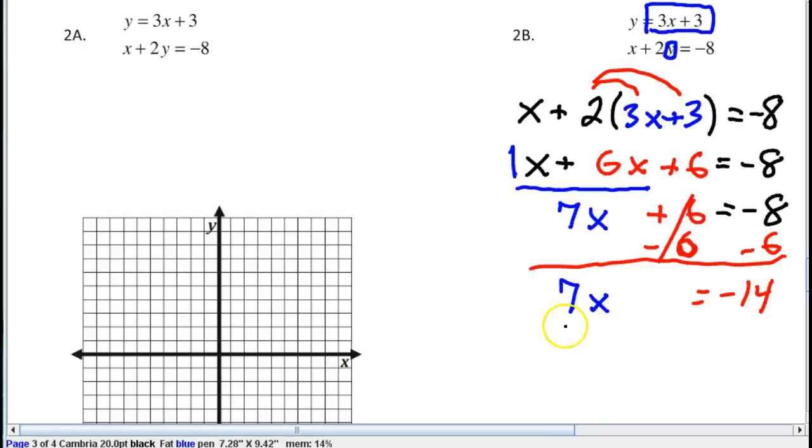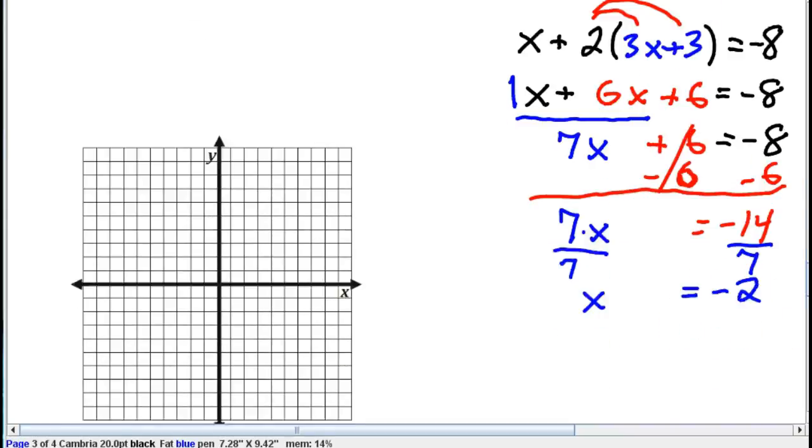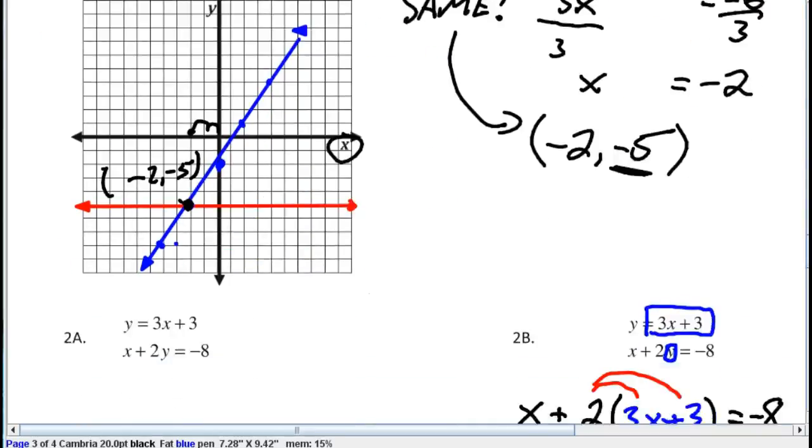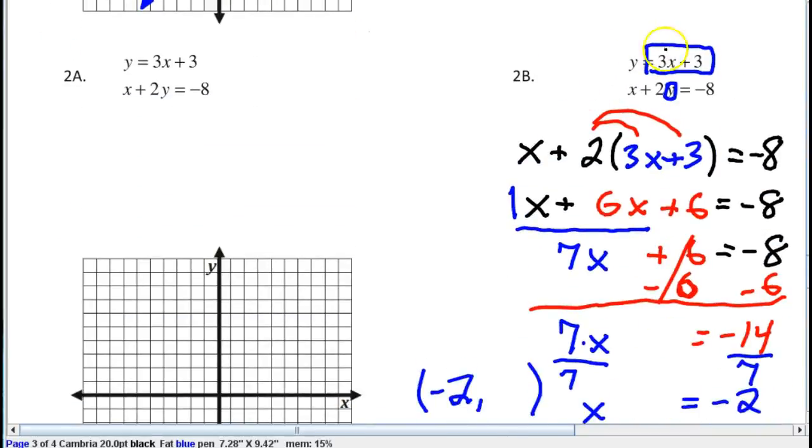Now, 7 times what is negative 14? Divide both sides by 7 to prove it. So, x equals negative 2. I know the first part of my answer is negative 2, but what does y equal? Don't have that, so I'm going to have to plug it back in. So I'm going to plug negative 2 in for x right here. Let's see what we get.